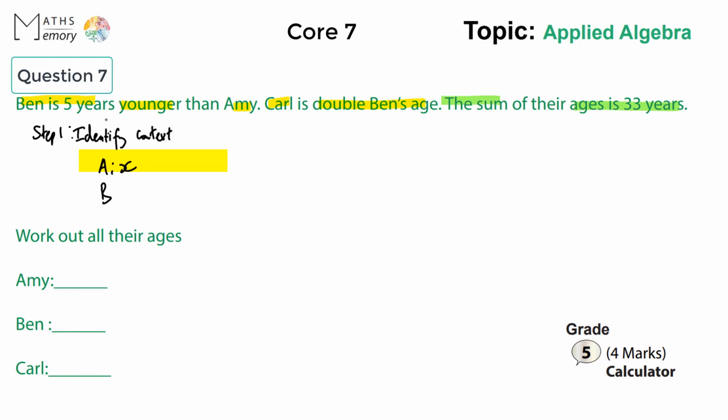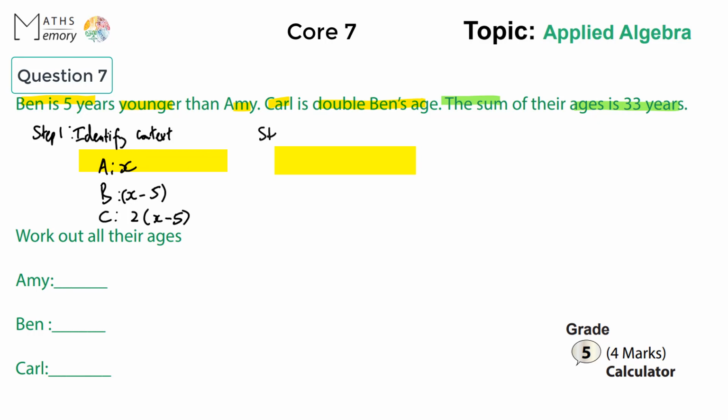Let's do Ben. Now Ben is 5 years younger than Amy, so obviously he would be X minus 5. See how we're creating individual expressions for each of these pupils respectively. And Carl is double Ben's age. Now Ben is X minus 5. We'll put a bracket there because we have 2 of these, remember. We have 2 and X and a number. Put a bracket. He is 2(x minus 5). A bit tricky, but that's the first thing: identify context and represent them each in terms of individual expressions.